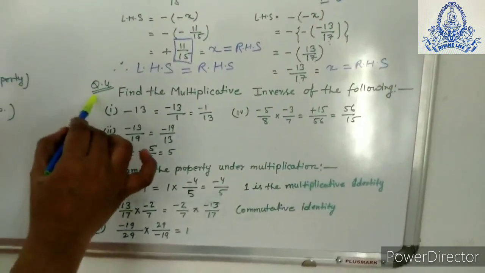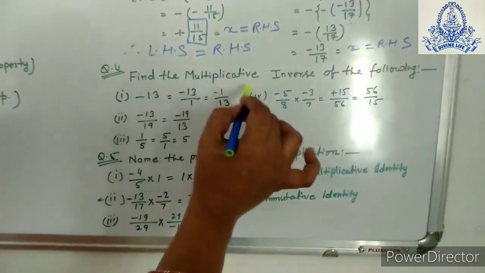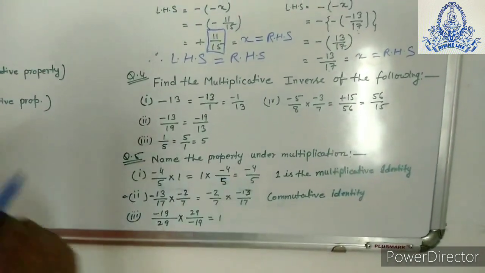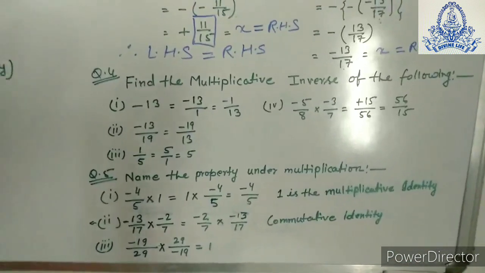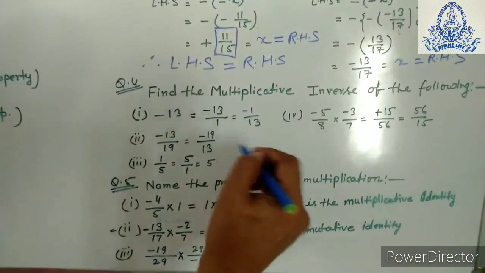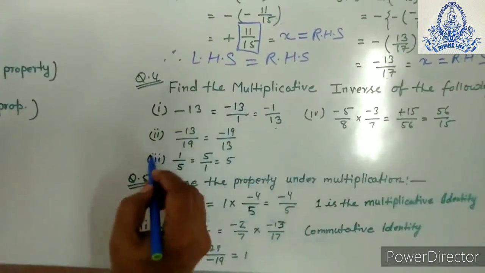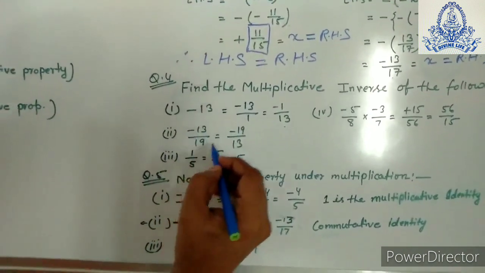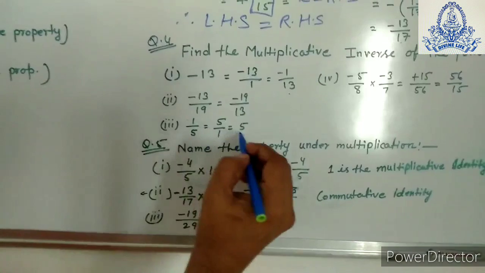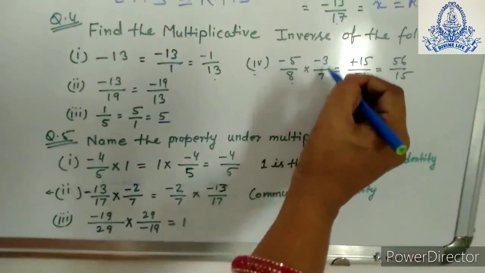Now in question number 4, find the multiplicative inverse of the following. Multiplicative inverse of any rational number is always written in negative. Oh, wrong, sorry, I mean to say that a rational number is always written in its reciprocal form. Minus 13 is written as minus 1 upon 13. In the second number, minus 13 upon 19 is written in its reciprocal form, minus 19 upon 13, and 1 upon 5, 5.